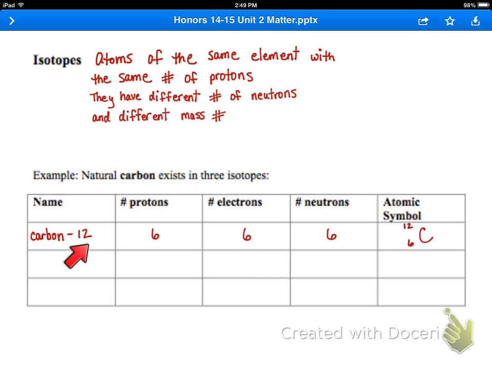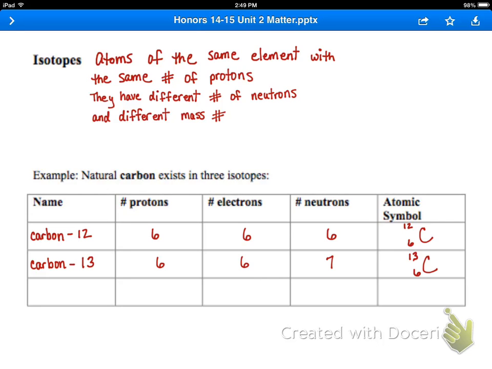The first one is carbon 12. The 12 here means it has a mass number of 12. Because it's carbon, it has 6 protons. Because it is neutral, it has 6 electrons. And because the total is 12, we know that it has to have 6 neutrons. Sorry, 6 electrons and 6 neutrons. And then we write the symbol this way. Again, carbon, atomic number 6, mass number 12.